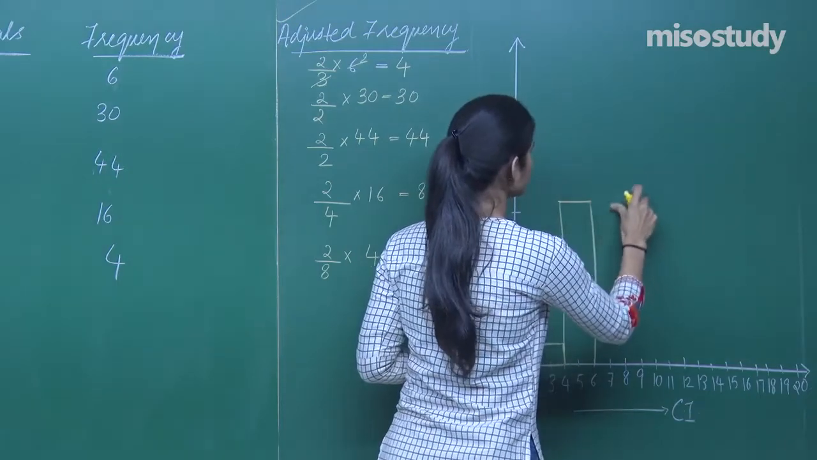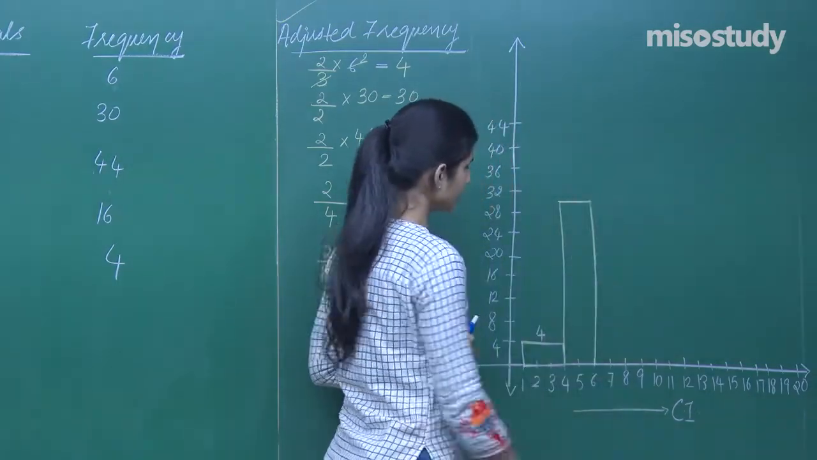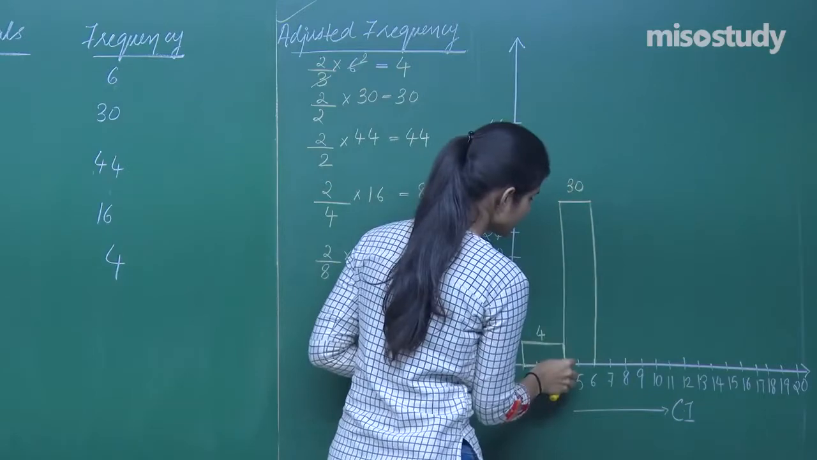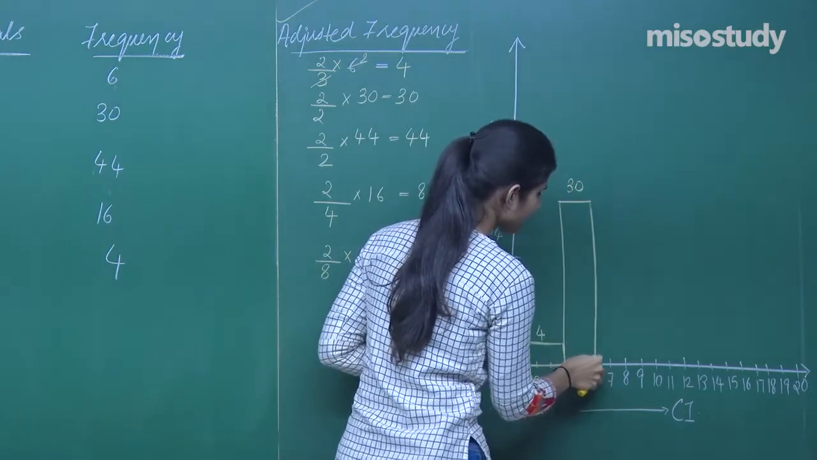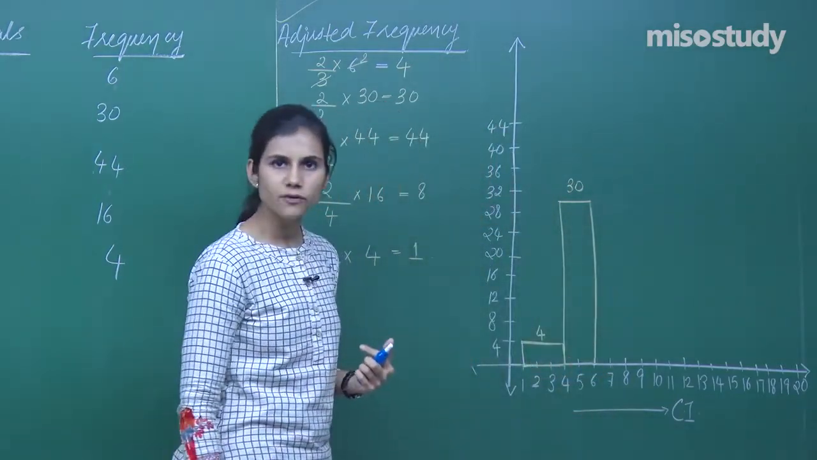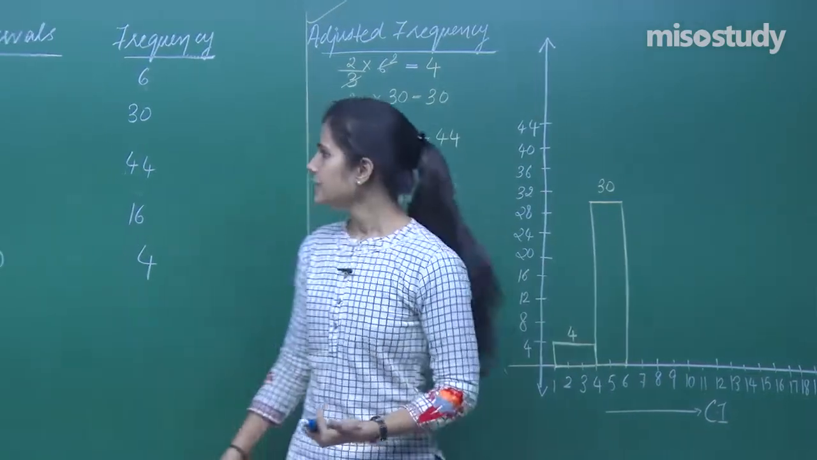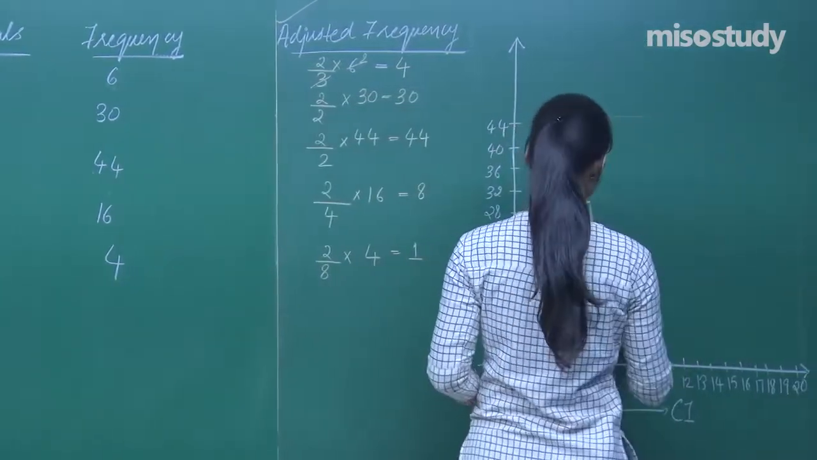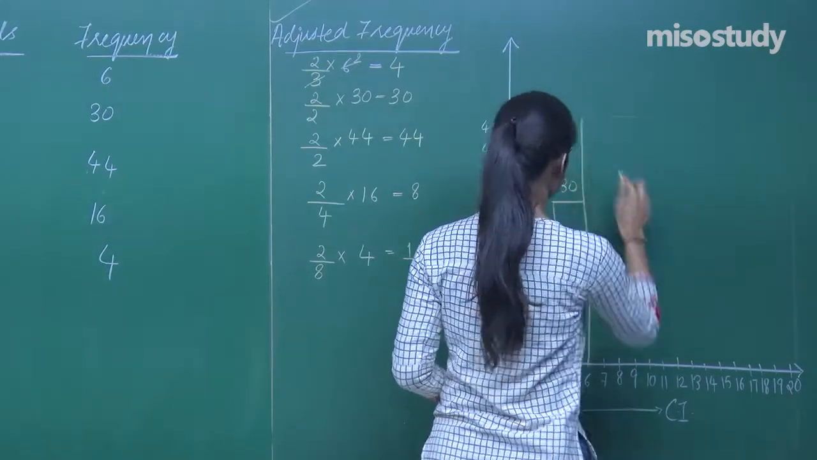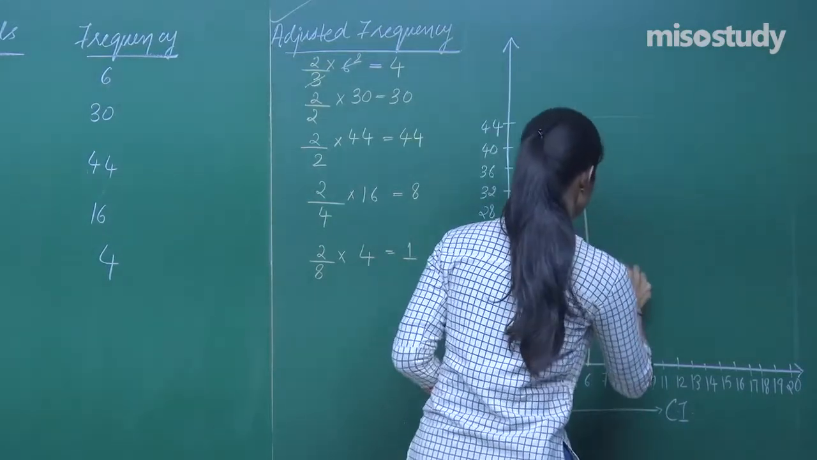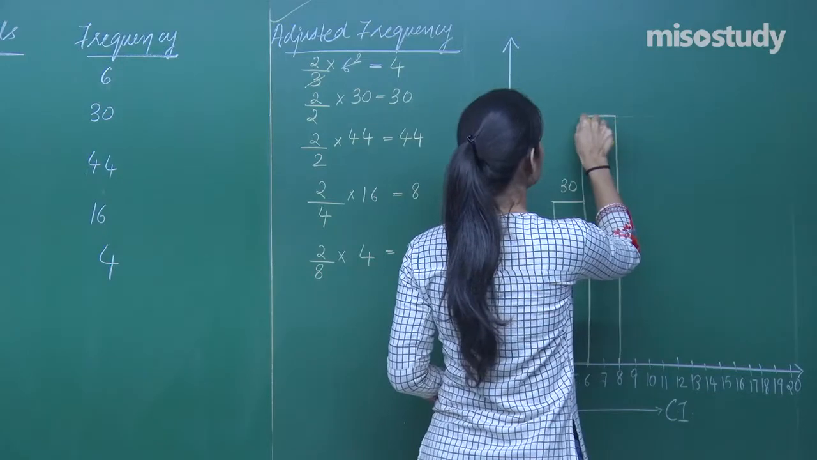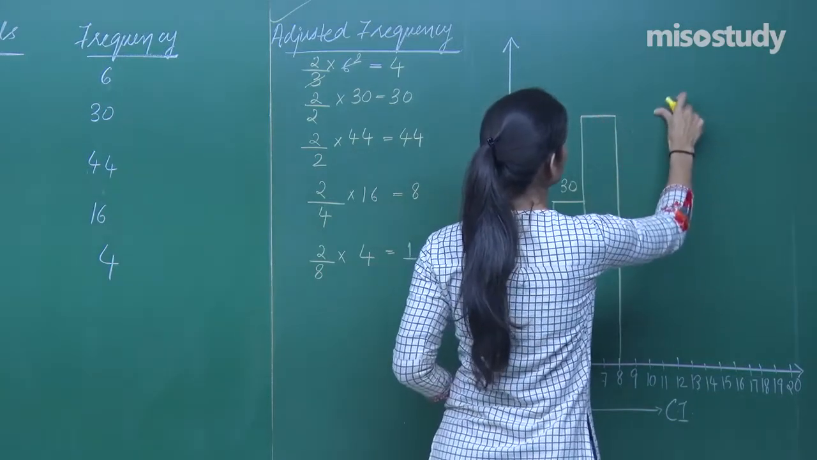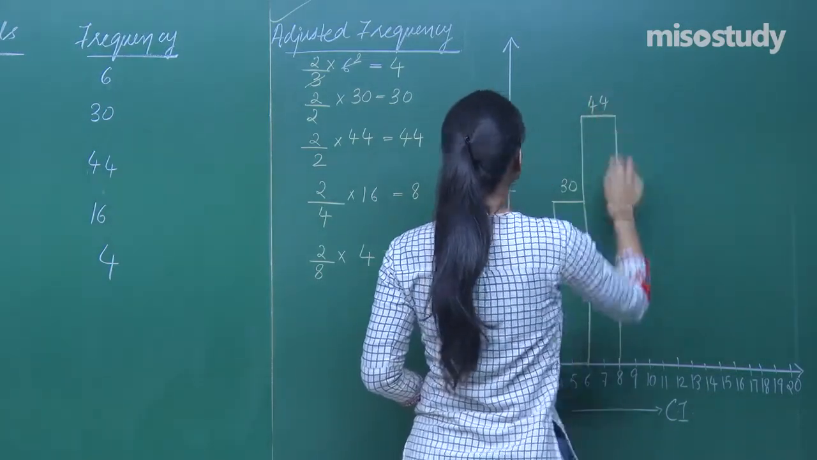Clear? 4 to 6 frequency is 30. This is the class, this is the rectangle having width equal to the width of the class interval 4 to 6 and height is 30. Next is 6 to 8, 44. So this is 44, 6 to 8. This is 6 to 8 and that's the rectangle corresponding to this class interval having frequency 44.